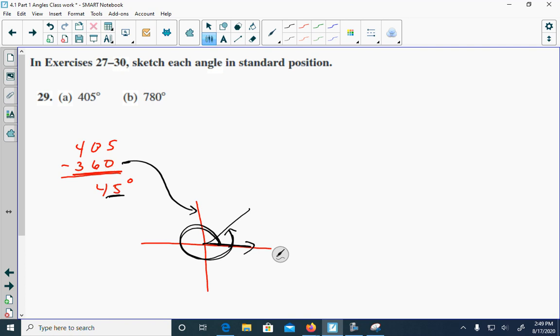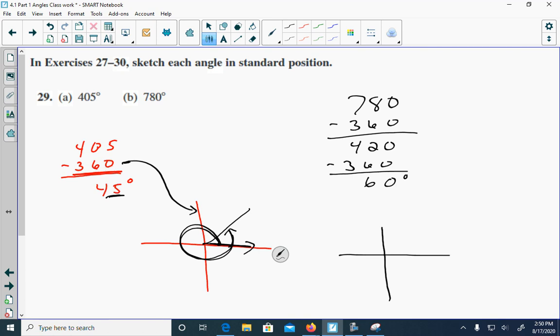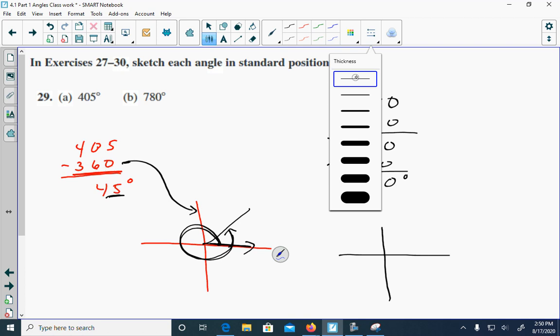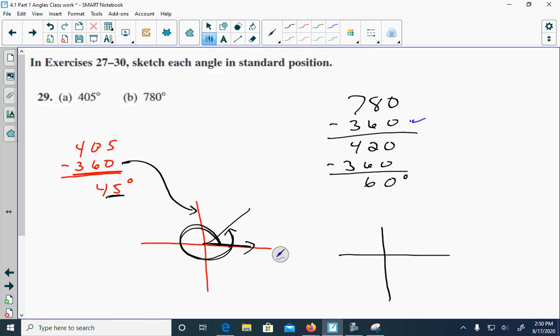Okay, doing 780. I do 780, I subtract 360, I get 420. That's still more than 360, so I'm going to subtract 360 again. And when I do that, I get 60 degrees. So when I go to sketch this angle in standard position, here's my initial side. 360 degrees means I go all the way around the unit circle. This one tells me I go all the way around the unit circle again. And then I'm left with 60 degrees. 60 is between 0 and 90, so I know I'm in this first quadrant.